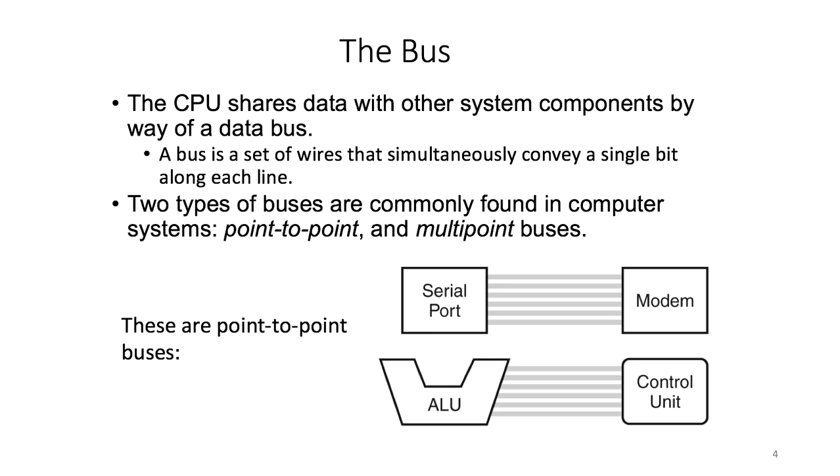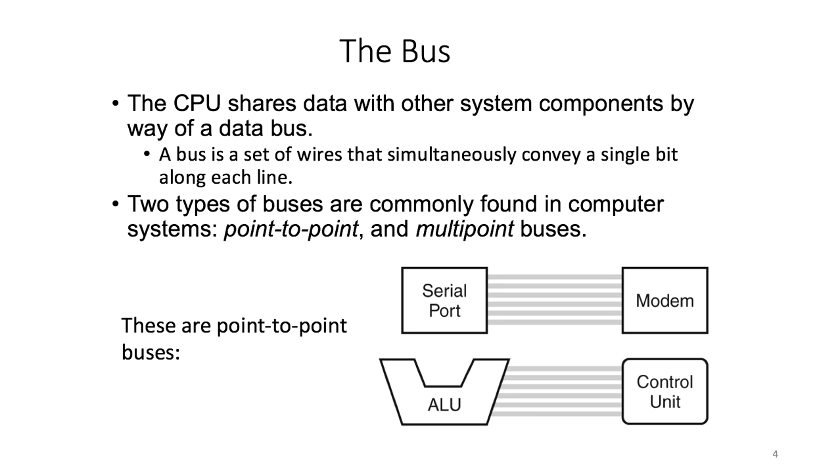The system bus is used to share data with other system components. For example, the information sharing between the CPU and memory can be carried out by using the bus. So basically, the bus is just a set of wires that simultaneously convey a single bit along each line. There are two types of buses commonly found in computer systems: point-to-point and multi-point buses.